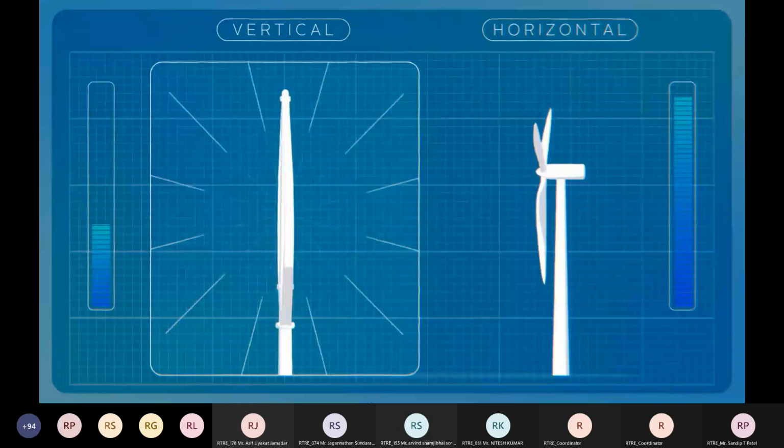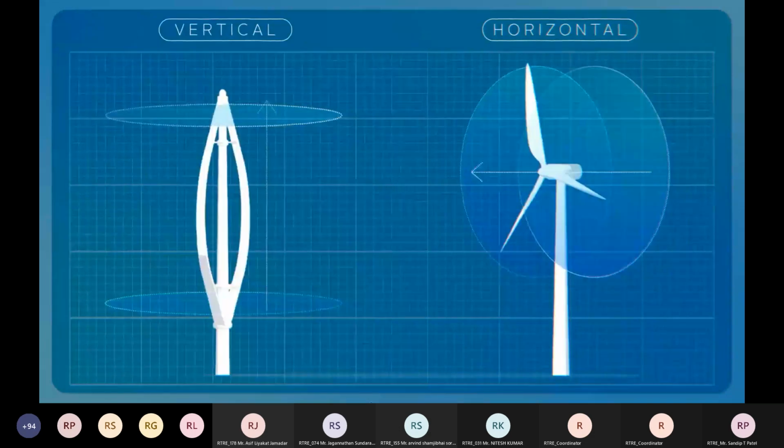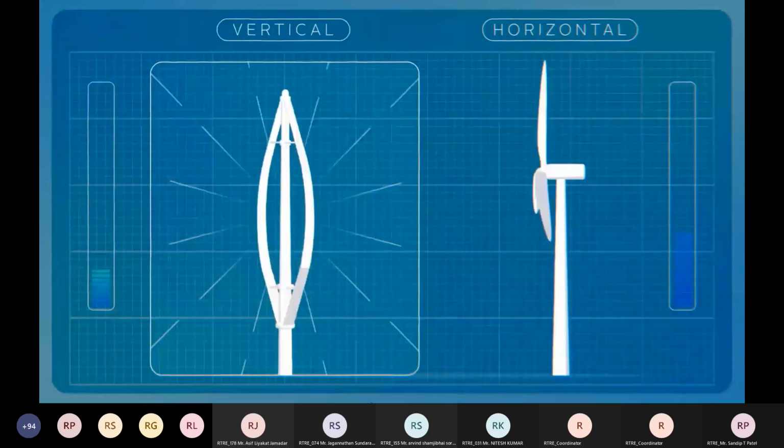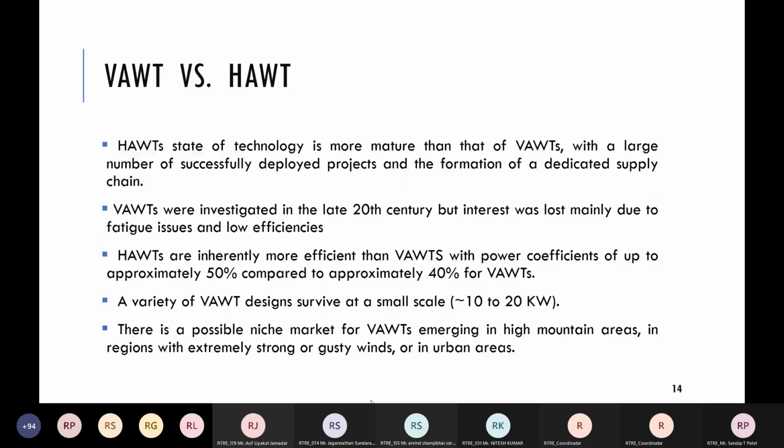So if horizontal axis is superior, then why do we need vertical axis? There are a few reasons where horizontal axis can't work, and there we can use vertical axis. We can find out those scopes, and vertical axis wind turbines can be useful over there.